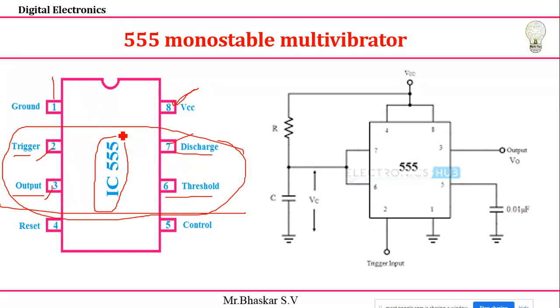And how to convert my IC diagram into the monostable multivibrator is a very important thing. We are going to use two more pins: one is reset, and another is control. Remember, I am not going to reset anything, so I am going to connect the reset pin, pin number 4, always to VCC. And the control pin, pin 5, we are going to connect to a capacitor of 0.01 microfarad. We'll see how to do the connections.